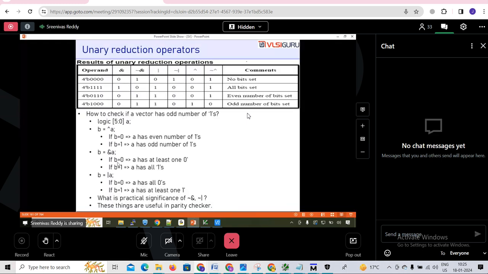Next. If B is 0 in case of unary AND, what does it indicate? It indicates that A has at least one 0. If it comes as 1, what? A has all ones. If you do reduction OR, if B equals 0, what? A has all zeros. If B equals 1, A has at least one 1.